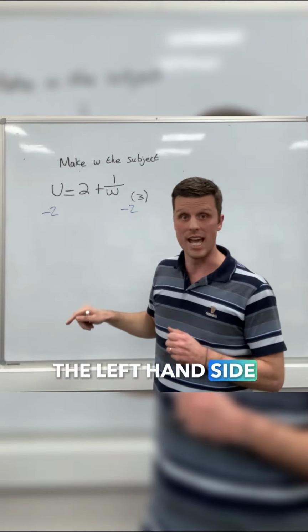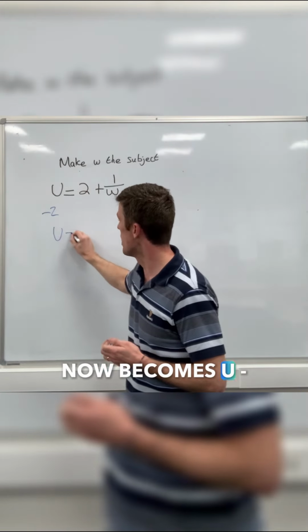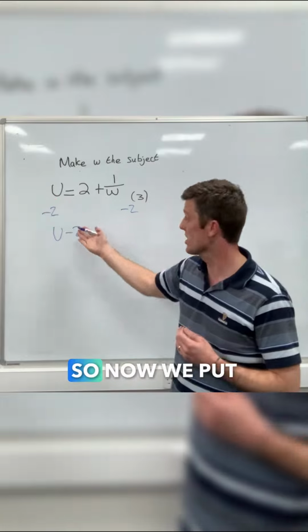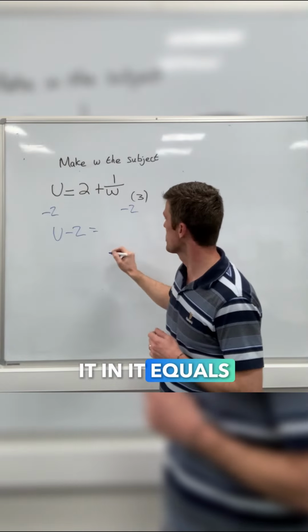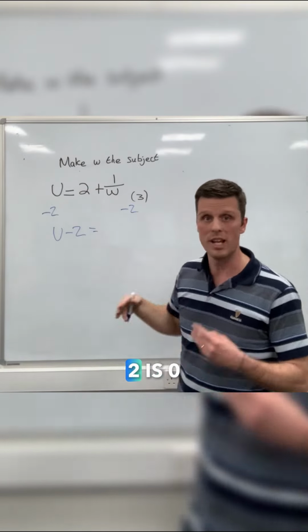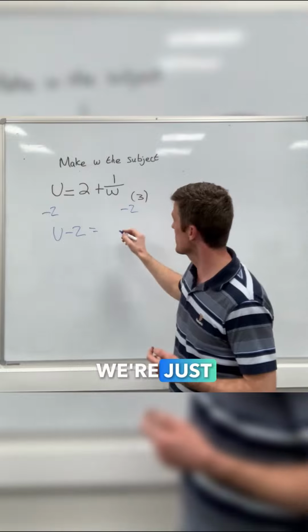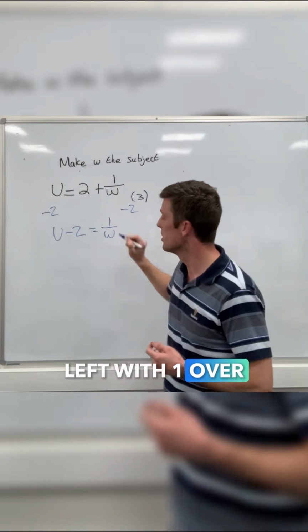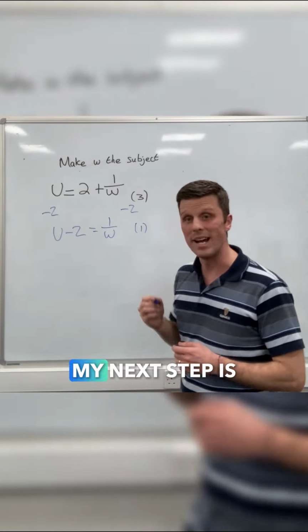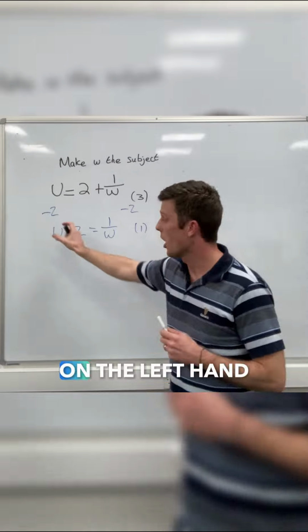The left-hand side now becomes u minus 2, because it wasn't there before, so now we put it in. It equals, now 2 minus 2 is 0, so it's gone. So we're just left with 1 over w. That's 1 mark. My next step is to make w on the left-hand side.